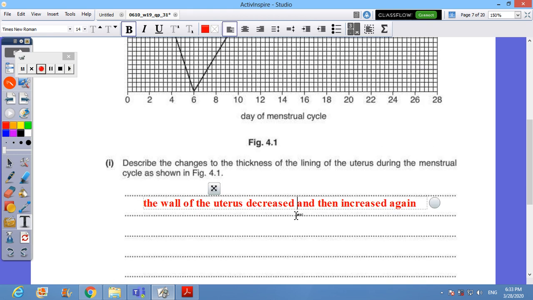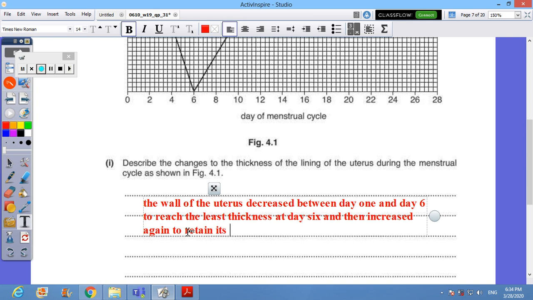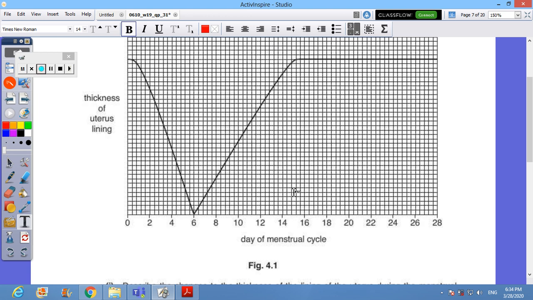I can use some data quotes from the graph. When I say it decreased between day 1 and day 6 to reach the least thickness at day 6, very good. And then increased again in order to retain its original thickness at which day? Let's have a look. Which day is it back to the normal level? Okay, day 15. Almost day 15. Yes, it is. Very good.